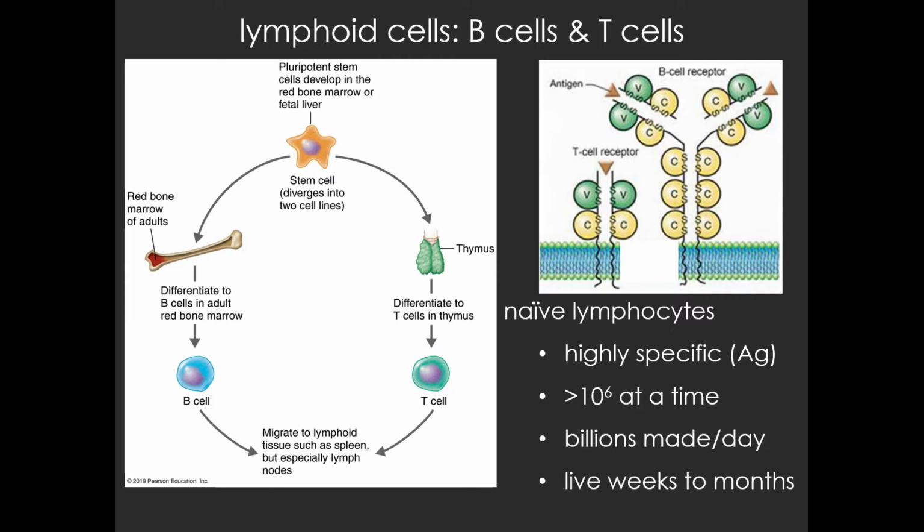So one of those particular cells becomes a lymphoid cell, and that lymphoid cell develops either in the bone marrow or in the fetal liver. And when it differentiates into one of these lymphoid cells, it can either remain in the bone marrow or it can move to the thymus. And if that cell happens to move to the thymus, it differentiates into a T cell.